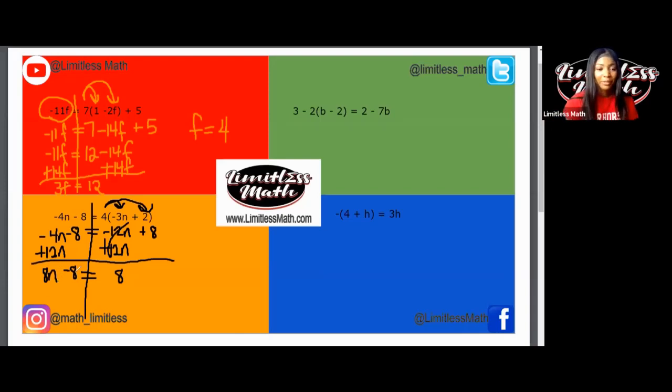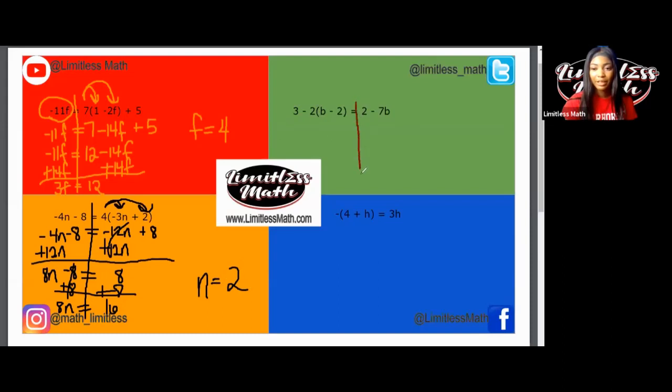Two-step equation now. Let's add 8 to both sides. We're going to do the opposite of that negative 8. And now we end up with 8n equals 16. Easy one-step equation, n equals 2. Once again, check me, make sure that I didn't make a mistake here.